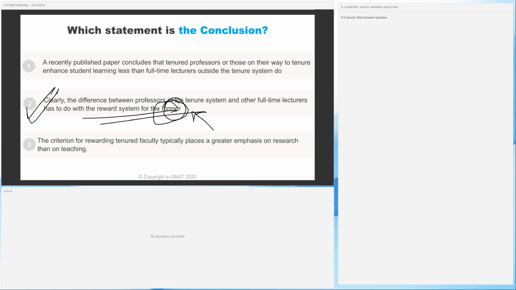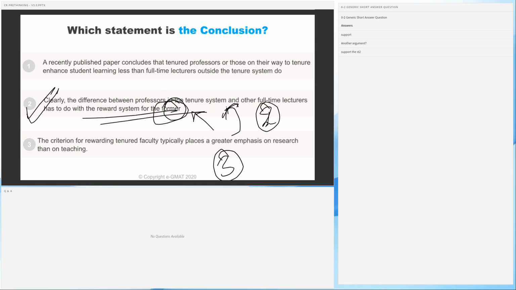Okay, now what does statement 3 do? What's the job of statement 3? Statement 3 makes statement 2 more believable. Can you guys see that? It supports statement 2, yes. So which means statement 3 cannot be the main conclusion.